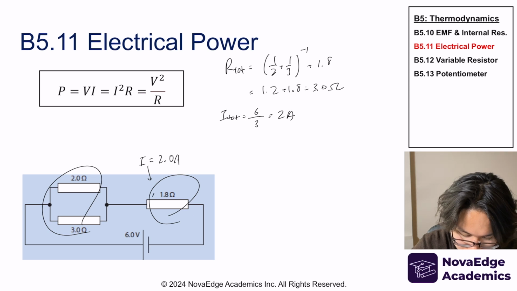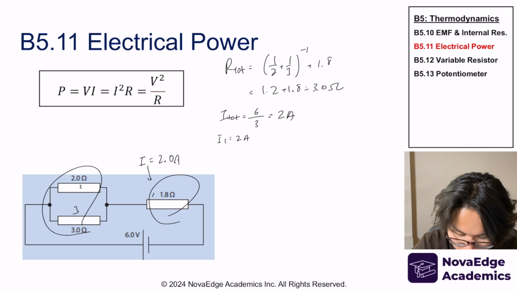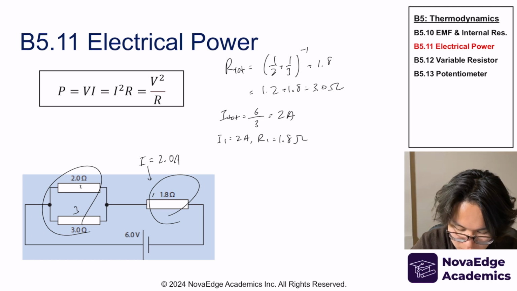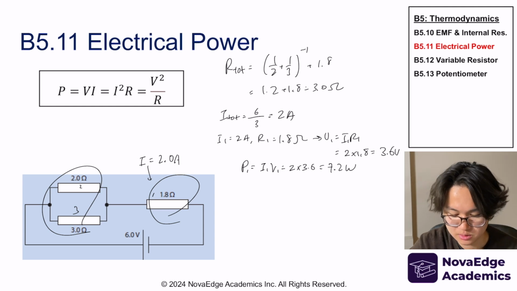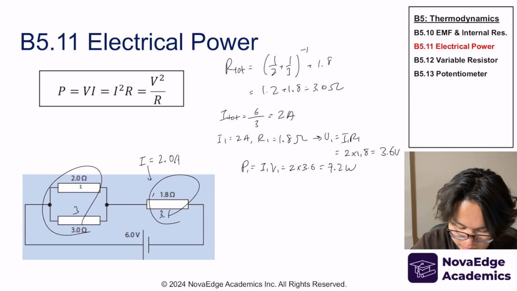So let me call this 1, 2, and 3. So I1 is equal to 2 ampere, R1 is equal to 1.8 ohms. So let's just find V1. V1 is I1 R1. So 2 times 1.8, 3.6 volts. Now power in the first one is equal to I1 times V1. So that's 2 times 3.6, 7.2 watts. Perfect. So now I know this is 3.6 volts.